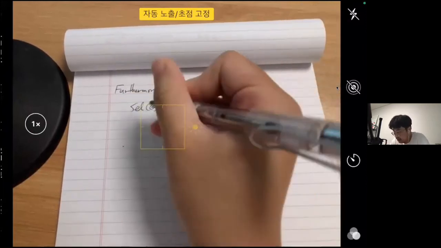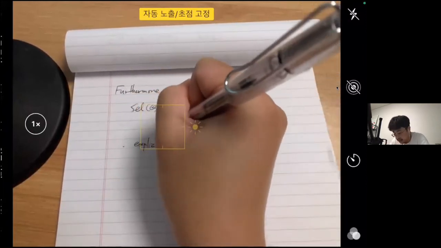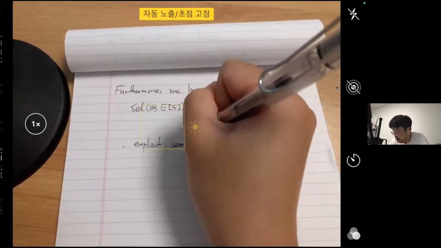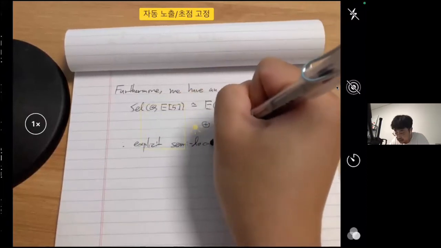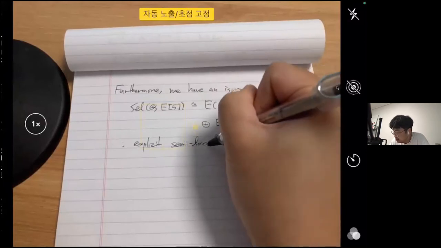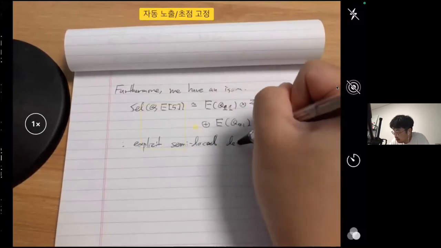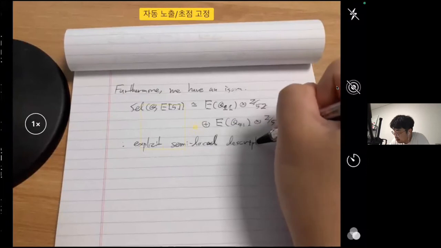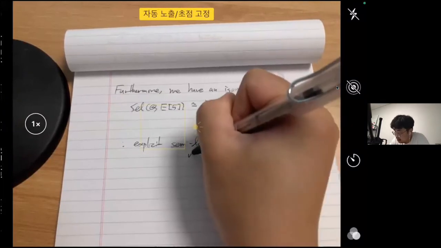This gives an explicit semi-local description of the multiple Selmer group.